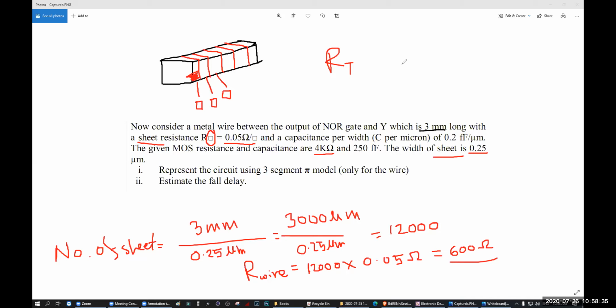Now find the capacitance. So per micrometer capacitance is 0.2. What is the total capacitance then? That means, what is the wire capacitance total? That means 0.2 femtofarad per micrometer, right? How many micrometers do you have? No, how many micrometers do you have in this whole long wire? 3000. Yes, 3000 micrometer you have.